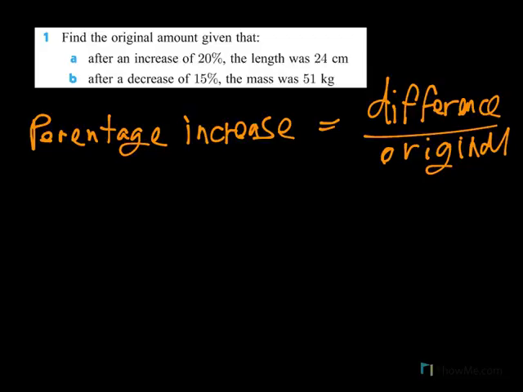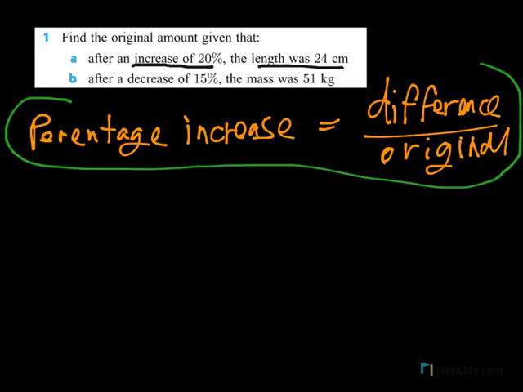Okay, let's look at this problem here. We have the original amount that we need to find, given that we have an increase of 20%, and the original was 24. What always helps is to write the formula down. Here's the formula for percentage increase and decrease that you need to memorize. You need to know this in your head and how to use it: difference over original. This is the reverse of what we did in the previous tutorial.